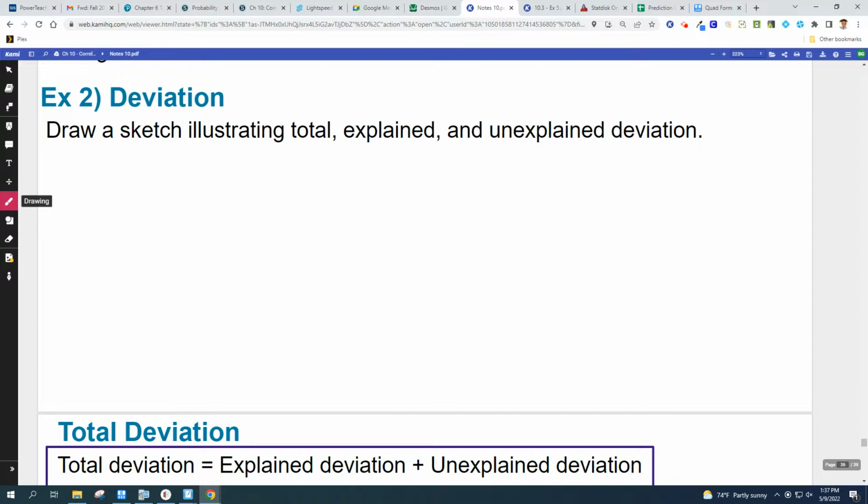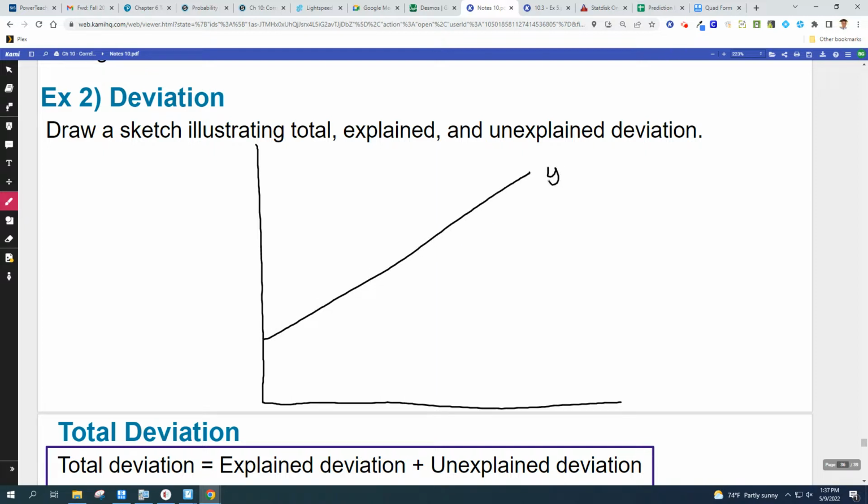So I want you to use all of your space as much as you can. And we're going to draw a graph. Okay, so draw the first quadrant of the graph anyway. And we're going to have some line. This is going to be the regression line. So we'll call that y hat equals b0 plus b1x. That's your line of regression. And then what we're going to do is we're going to draw some horizontal line here. And that horizontal line represents the mean, so we're going to call that y bar.